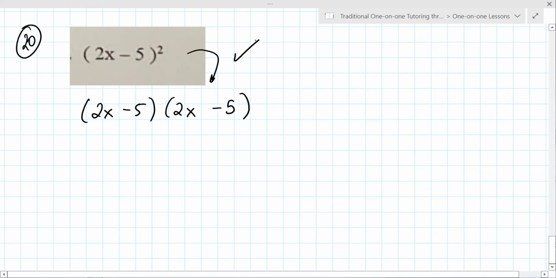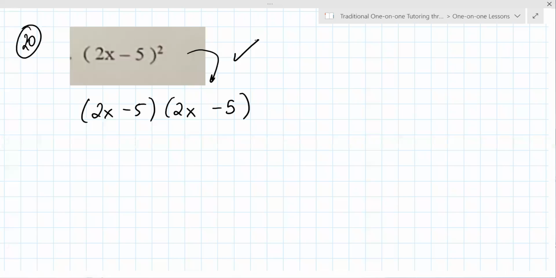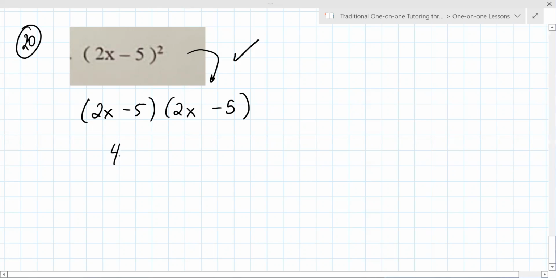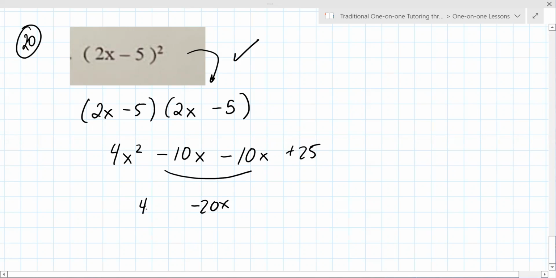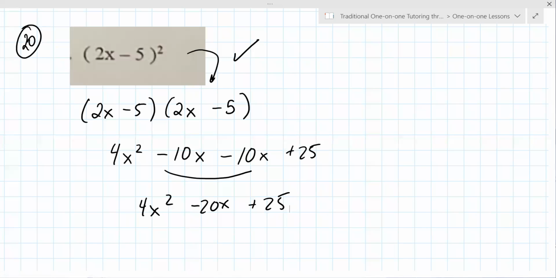This is correct, what we're about to do. This is correct, okay? Anything else is considered wrong. So you definitely want to write it out and then you FOIL it the way that we've been doing it. So this is 4x squared minus 10x minus 10x plus 25. Minus 10x, they do not cancel, they combine into minus 20x. And this is your final answer. This does have a name, but we don't need to give it one right now. So always write it out, always write out side by side.